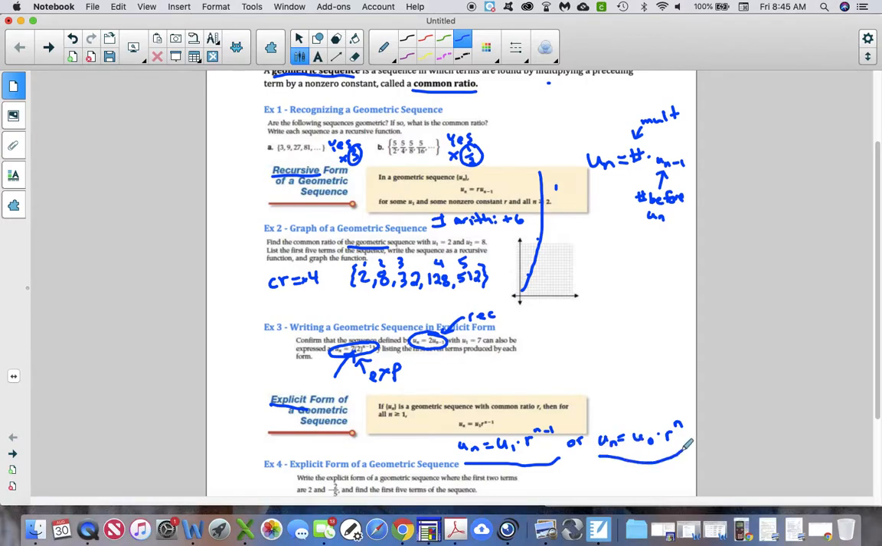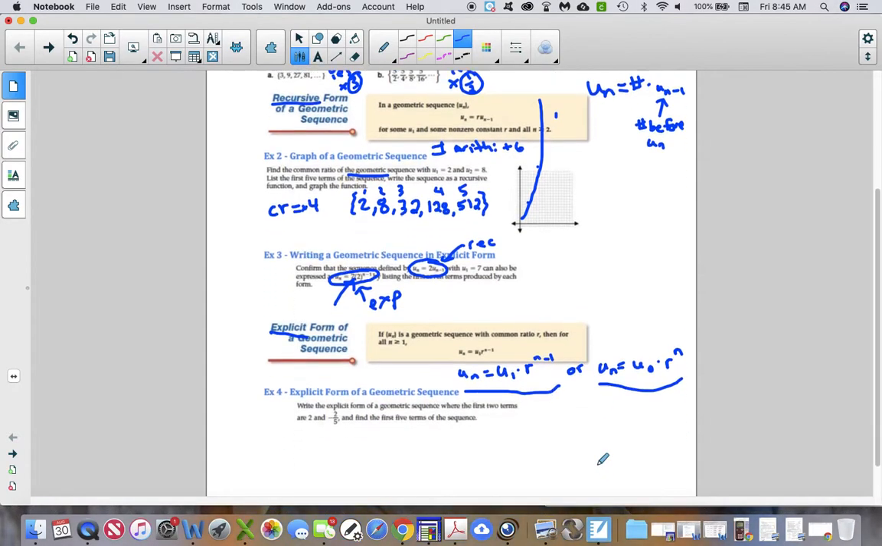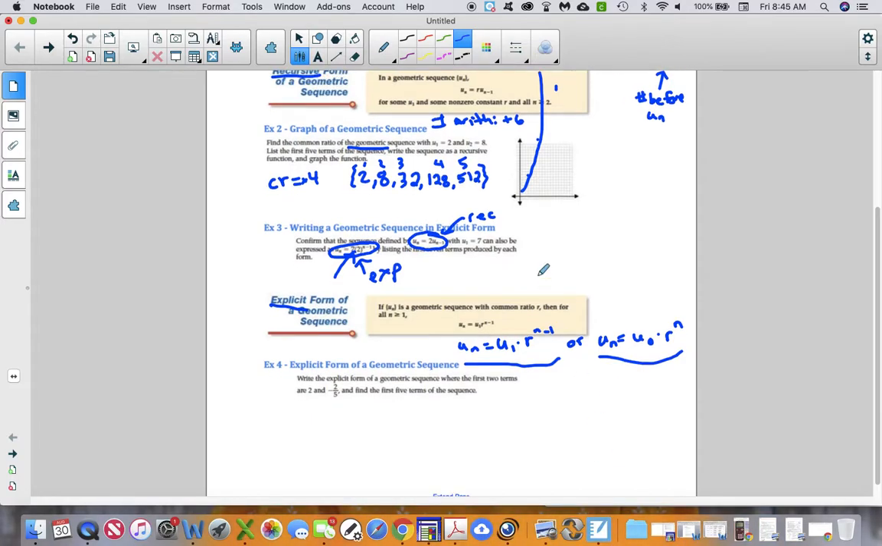This is the same thing as that. So either one of those equations you can work with. This one's going to be easier for these next couple problems. So write the explicit form of a geometric sequence where the first two terms are 2 and negative 2/5. Okay, so I'm going to write this out.